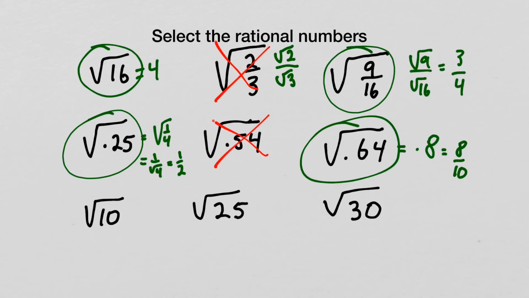What about the root of 10? Well, 3 times 3 is 9, and 4 times 4 is 16, so this one has no rational answers. However, the square root of 25 comes out to be 5, because 5 times 5 is 25. So this is rational. The square root of 30 follows the same problem. 5 times 5 is 25, 6 times 6 is 36. It falls in between, so it's irrational.